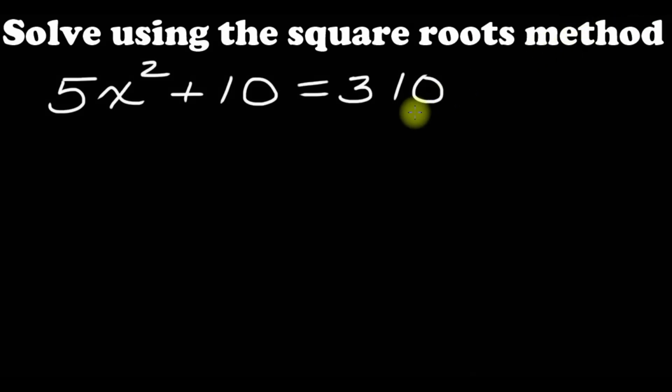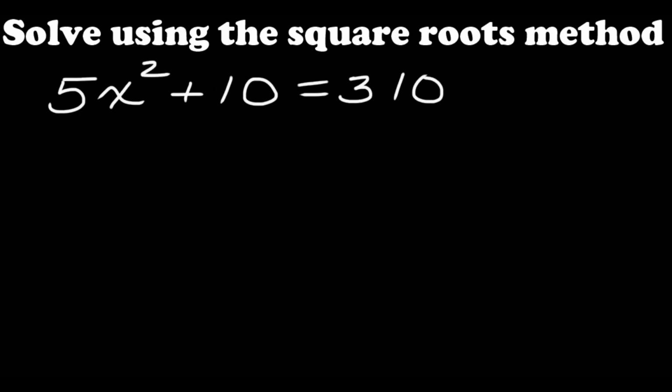This is the last one that I'm going to show you how to solve by taking the square root of a quadratic equation. Again, you can do it with this equation because there is no bx term. You have the x squared term and you have a constant. So yes, you can solve this by taking square roots.